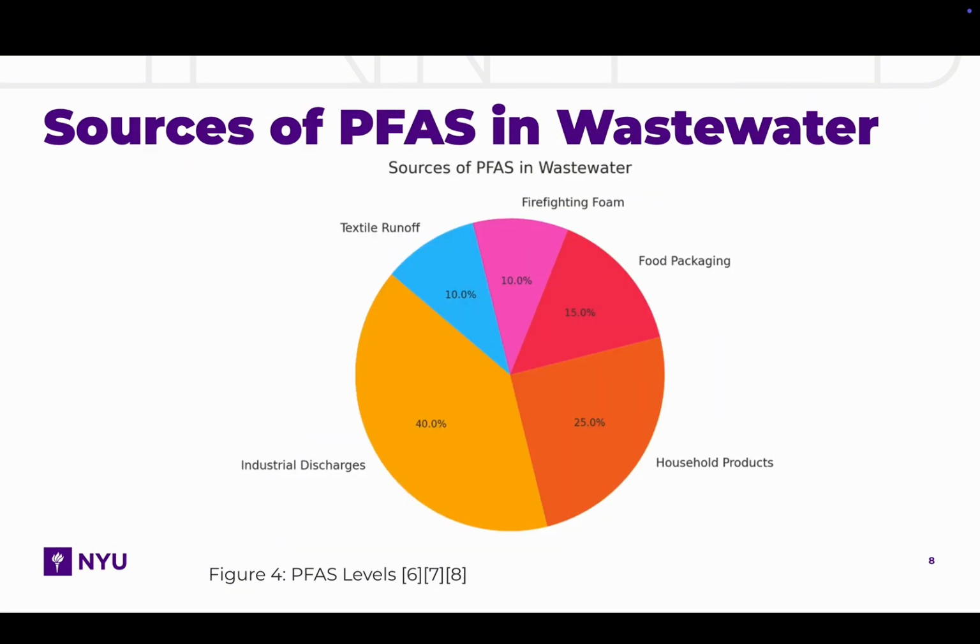This pie chart illustrates the various sources contributing to PFAS contamination in wastewater systems. Industrial discharge is 40%, household products 25%, food packaging 15%, firefighting foam 10%, and textile runoff 10%. Understanding these sources is crucial for developing targeted strategies to mitigate PFAS pollution in wastewater treatment processes.